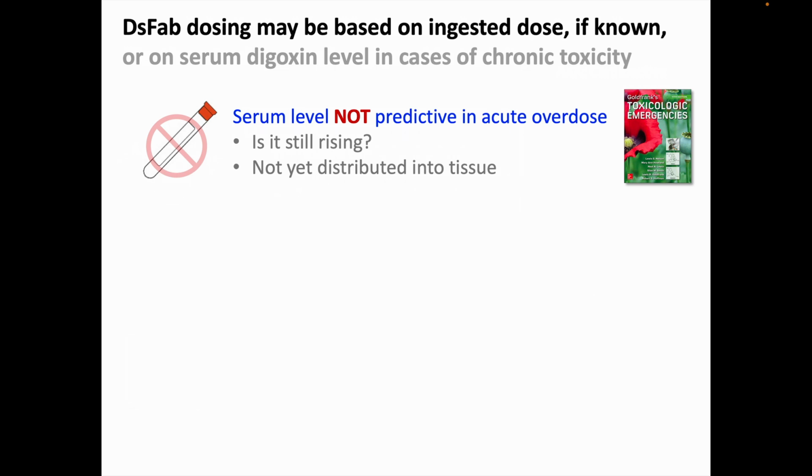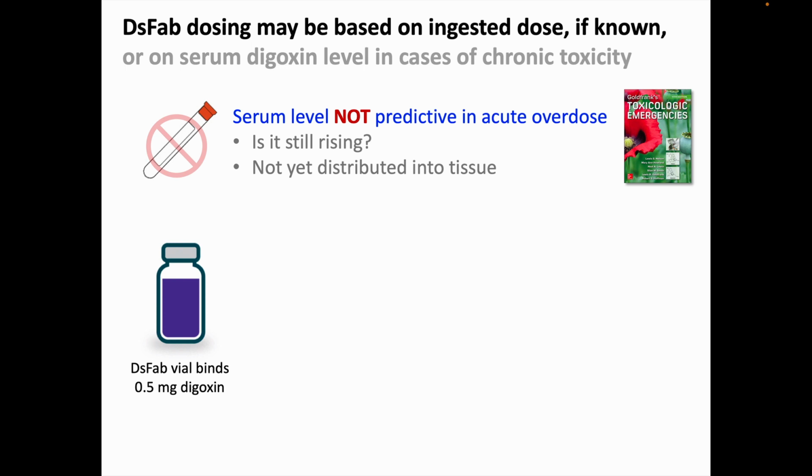The dosing of DS-Fab can be based on the acute ingested digoxin dose when known. With an acute overdose, you might order a serum digoxin level, but the treatment decisions shouldn't be made based on it. The level may still be rising, and it certainly hasn't equilibrated, because there hasn't been enough time for it to be distributed through the blood and into other tissues.